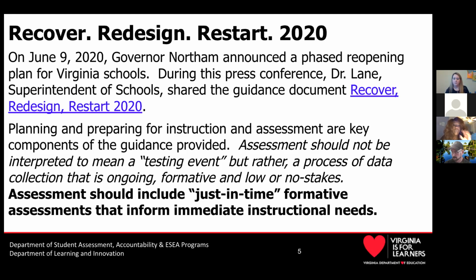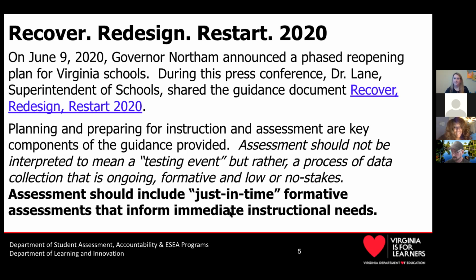In it, we pulled out a particular nugget that really was the impetus for us moving into those just-in-time quick checks. It states: assessment should not be interpreted to mean a testing event, but rather a process of data collection that's ongoing, formative, and low or no stakes. Assessment should include just-in-time formative assessments that inform immediate instructional needs.